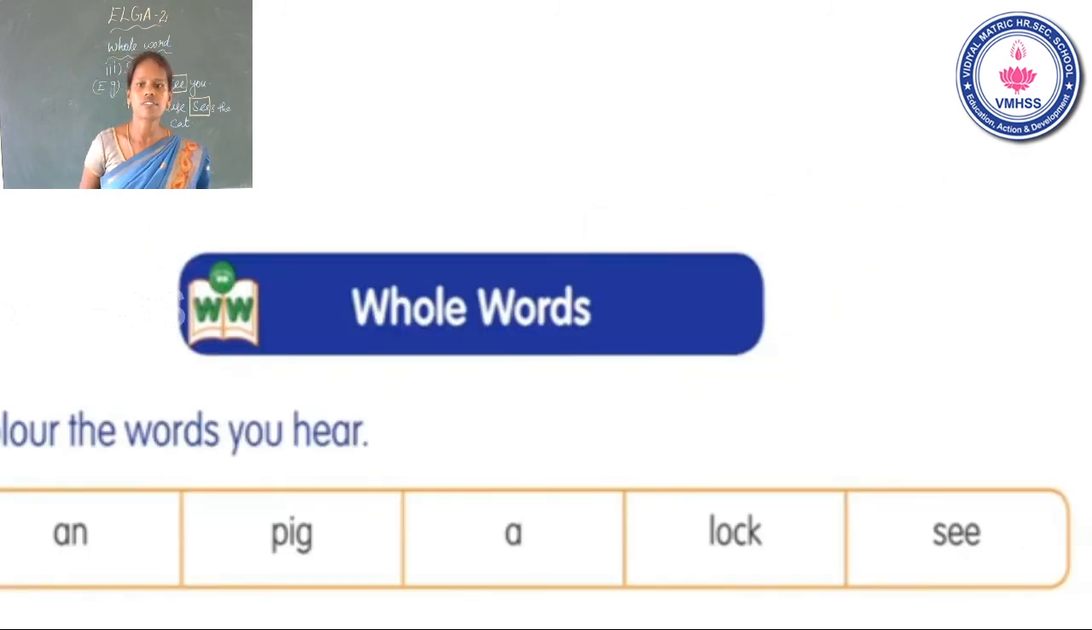Yes. Color the words you hear. In the whole word session, we learnt 3 whole words. The first one is A. The second one is and, third one is C. You have colored only 3 whole words. Okay. First one is A. Second one is and, third one is C. It's clear, students. Now go to the next session.